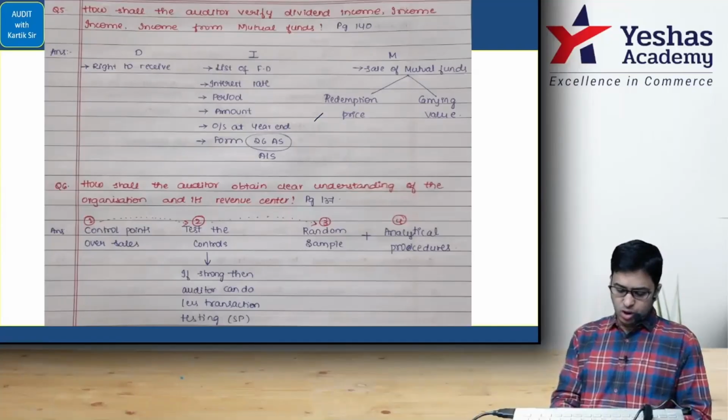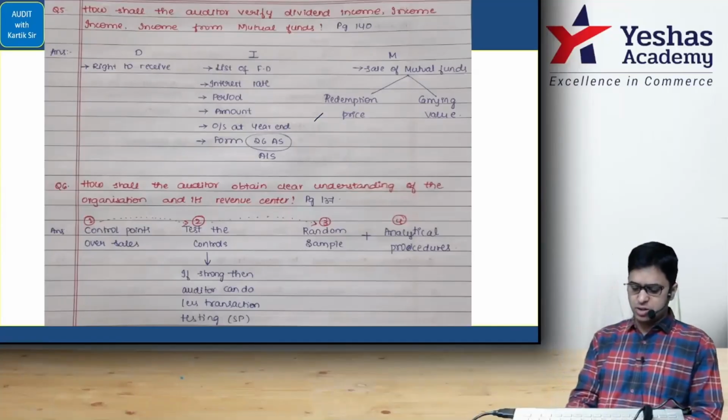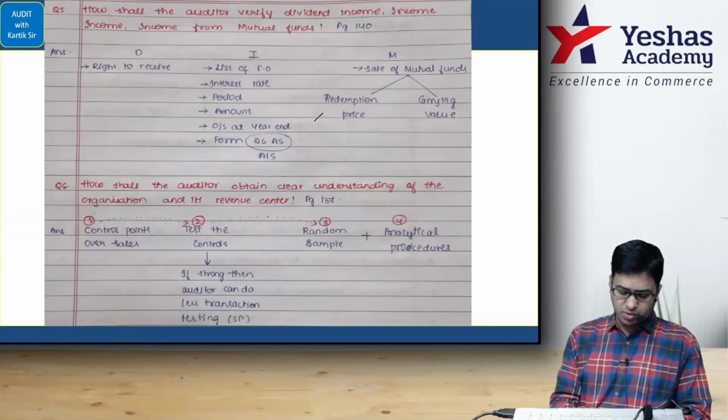I want you all to go to audit procedures. You will see the heading below that. You will see audit procedures there. That is for us question number 5.